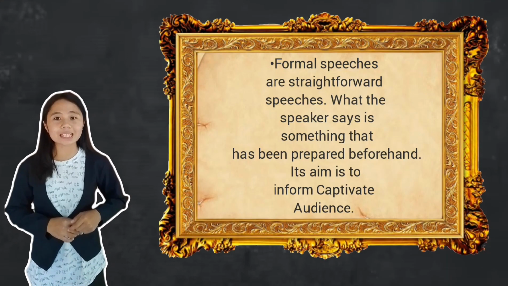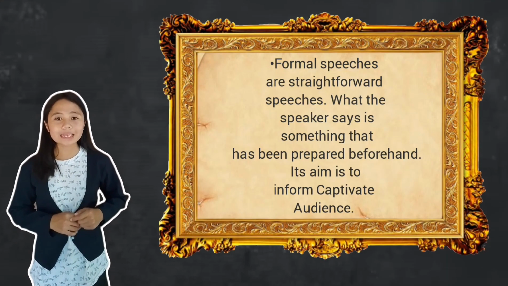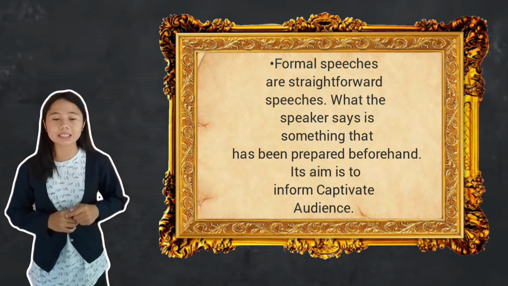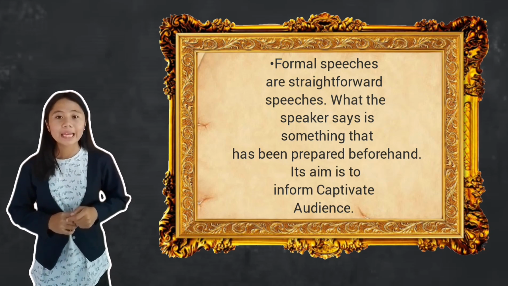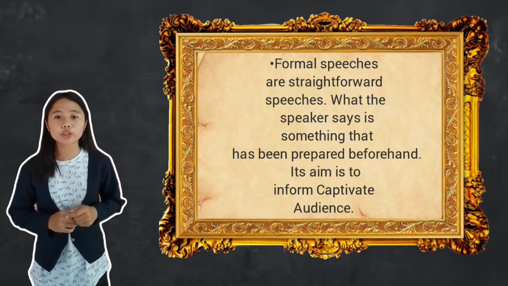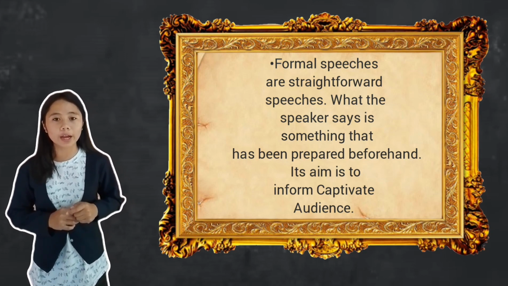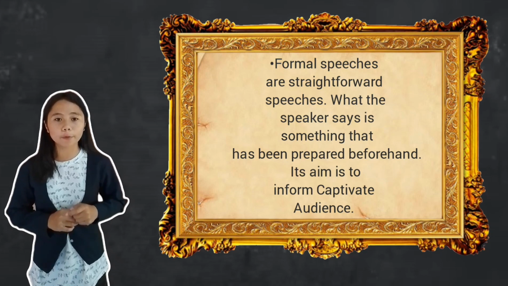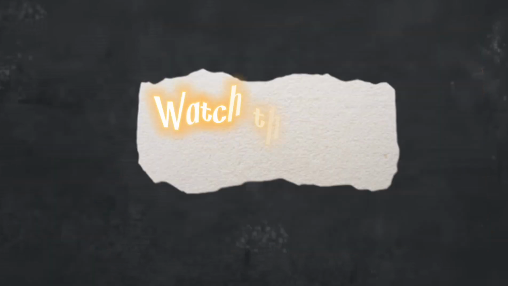Formal speeches are straightforward speeches. What the speaker says is something that has been prepared beforehand. Its complex sentences and phrases are well-structured, logically sequenced, and strongly coherent. Its aim is to inform a captive audience.